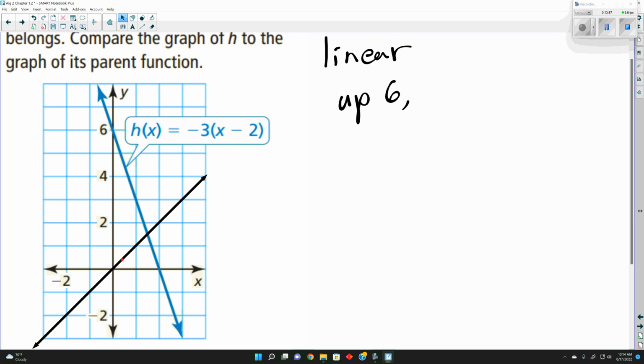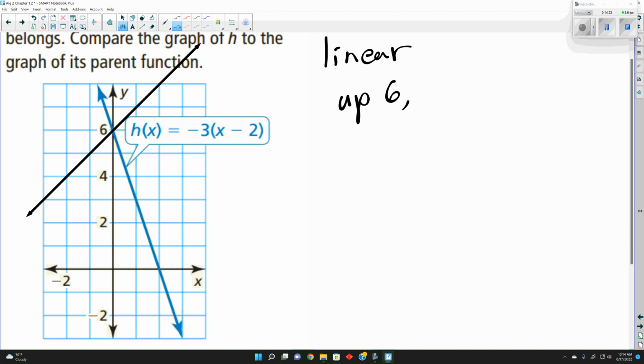So we do have it here, yes? But it's not going up anymore, is it? No. Down, which we would say has been reflected.